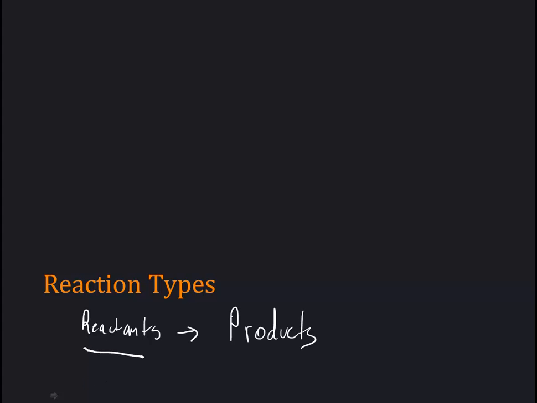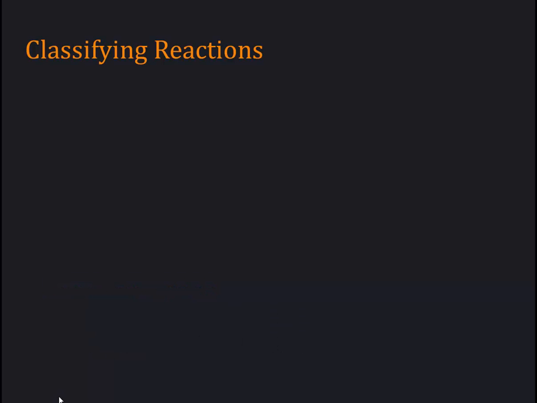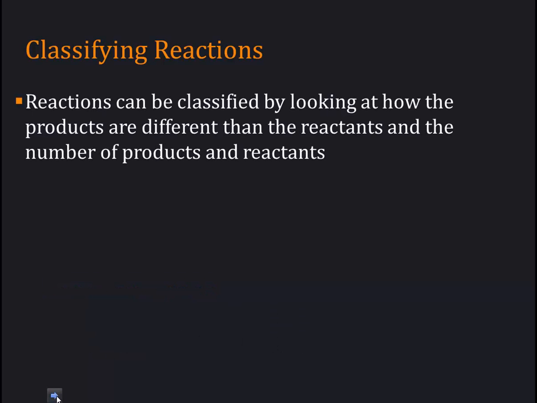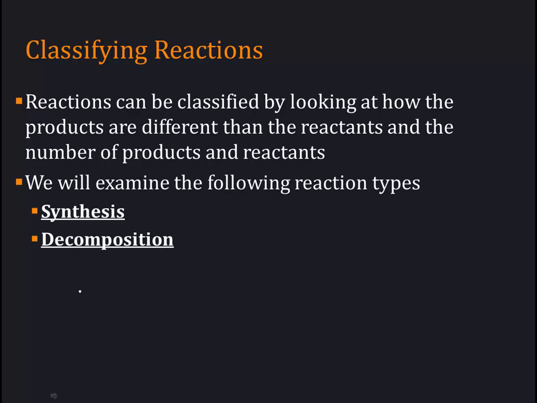And we're going to look at what we start with, what we end with, how they changed, and classify reactions based on that. So this is a pretty straightforward process. We look at what we started with, what we end with, and we figure out how it changed. We're going to examine a few different reaction types.